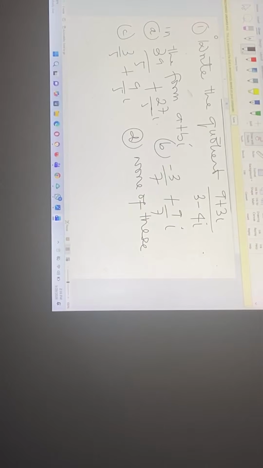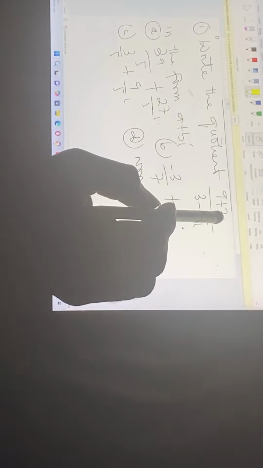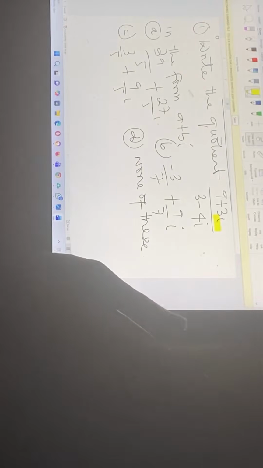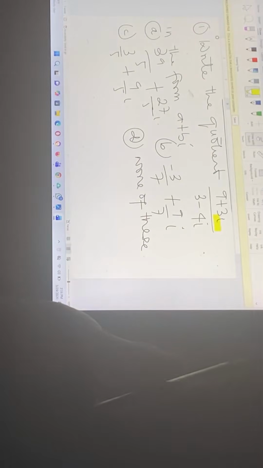Okay, let's solve this here, class. Whenever you are given an I unit, this is the I unit here, it means that this particular equation here is on complex numbers. Please take notes.